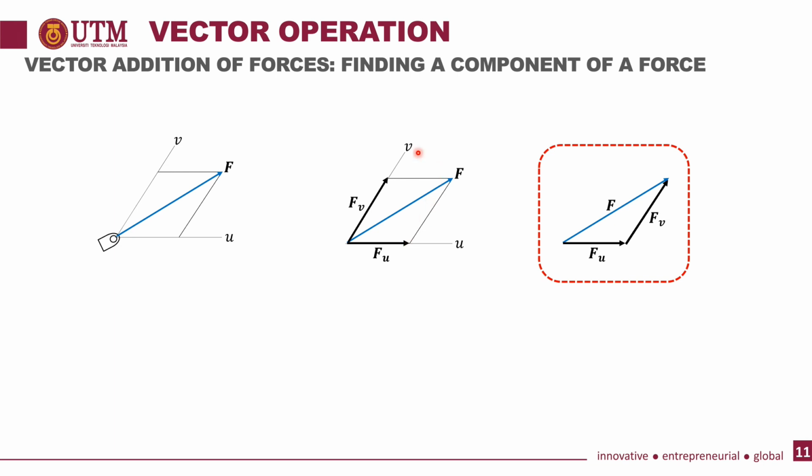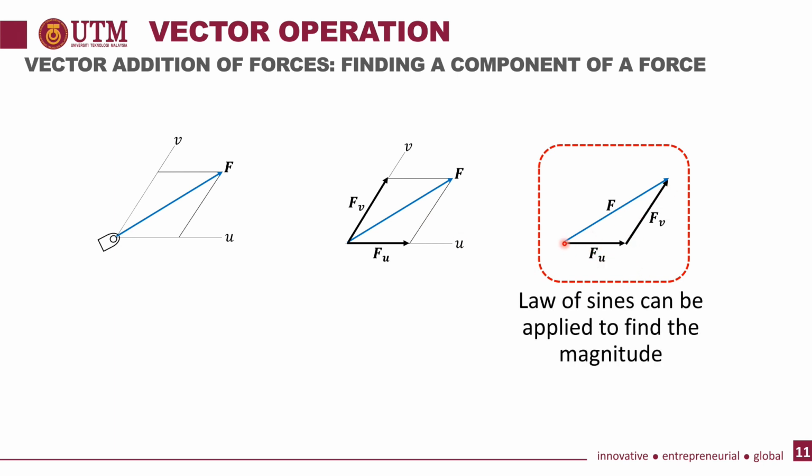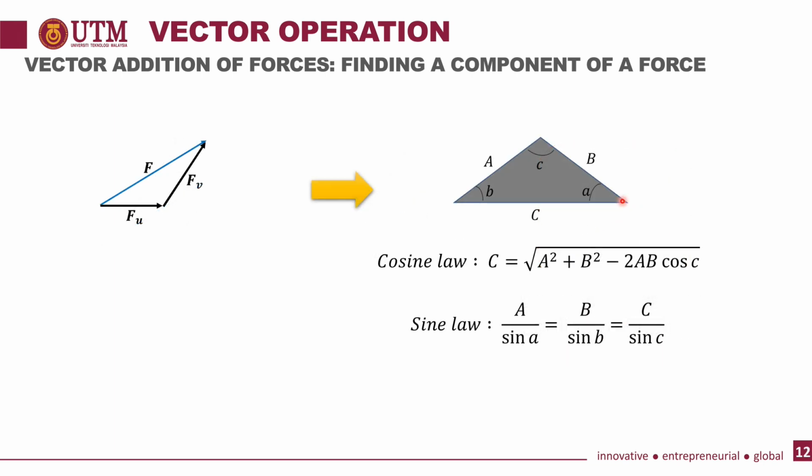All right, and then from this parallelogram shape, you can convert it into a triangle by replacing FB here into here, because this is a parallel line. So it means that the force here is similar to the force here. From this triangle you can apply the law of sines to find the magnitude of the resultant force F. So this is the resultant force F, and this is the triangle's law of cosine or law of sine.